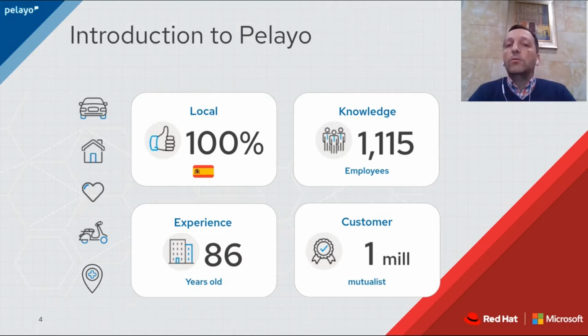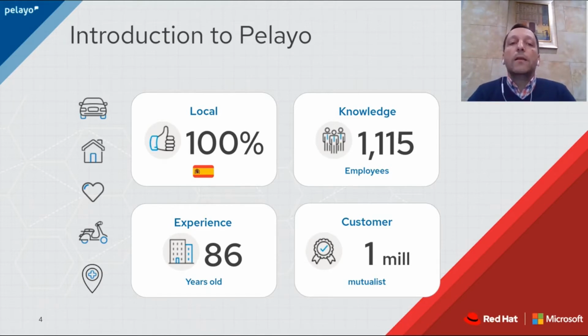This year, we are going to start our new data architecture project too. Maybe you don't know anything about my company, but Pelayo is a mutual insurance company. We are local. We are a Spanish company, and we only sell products in Spain. We have more than 1,000 employees, and we are an 86-year-old company.